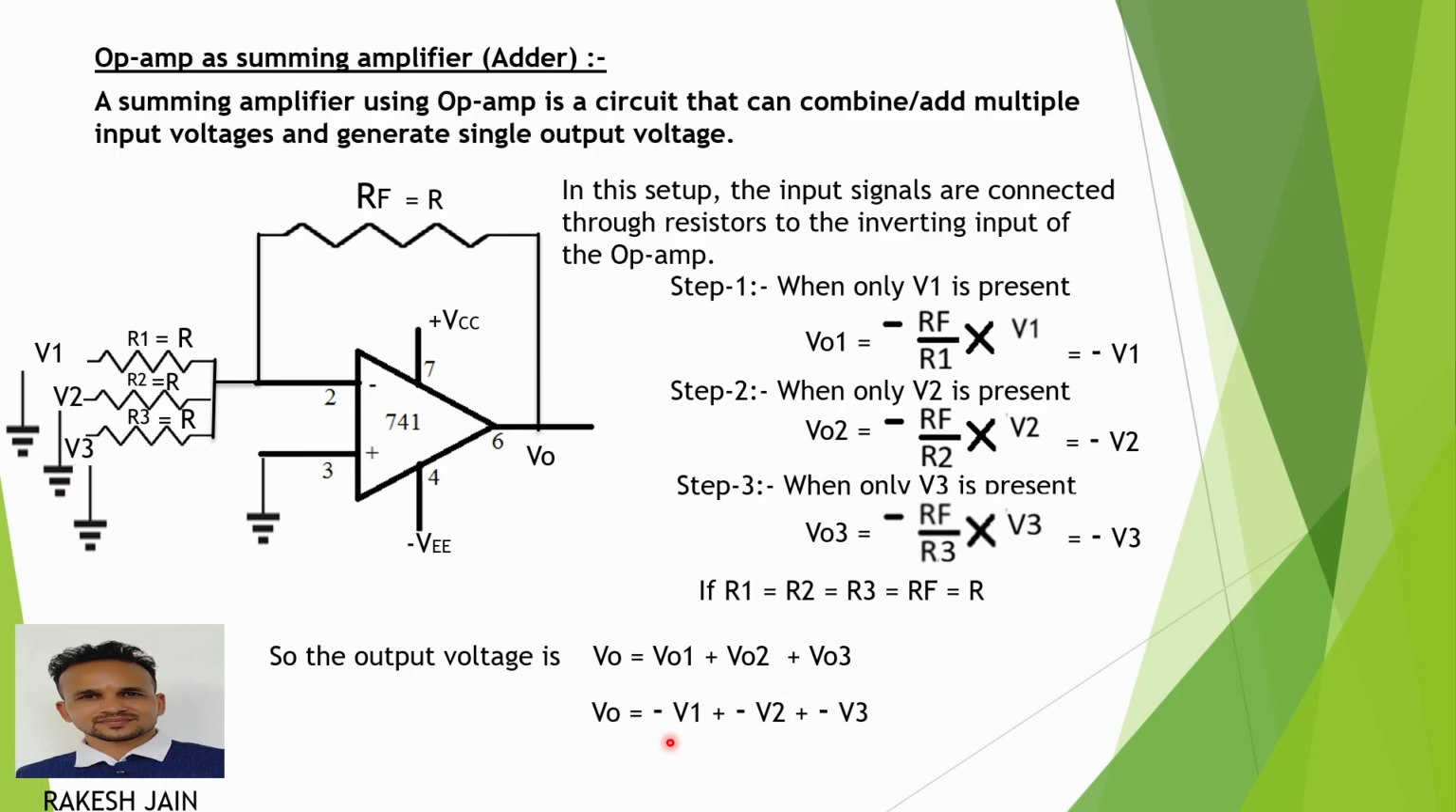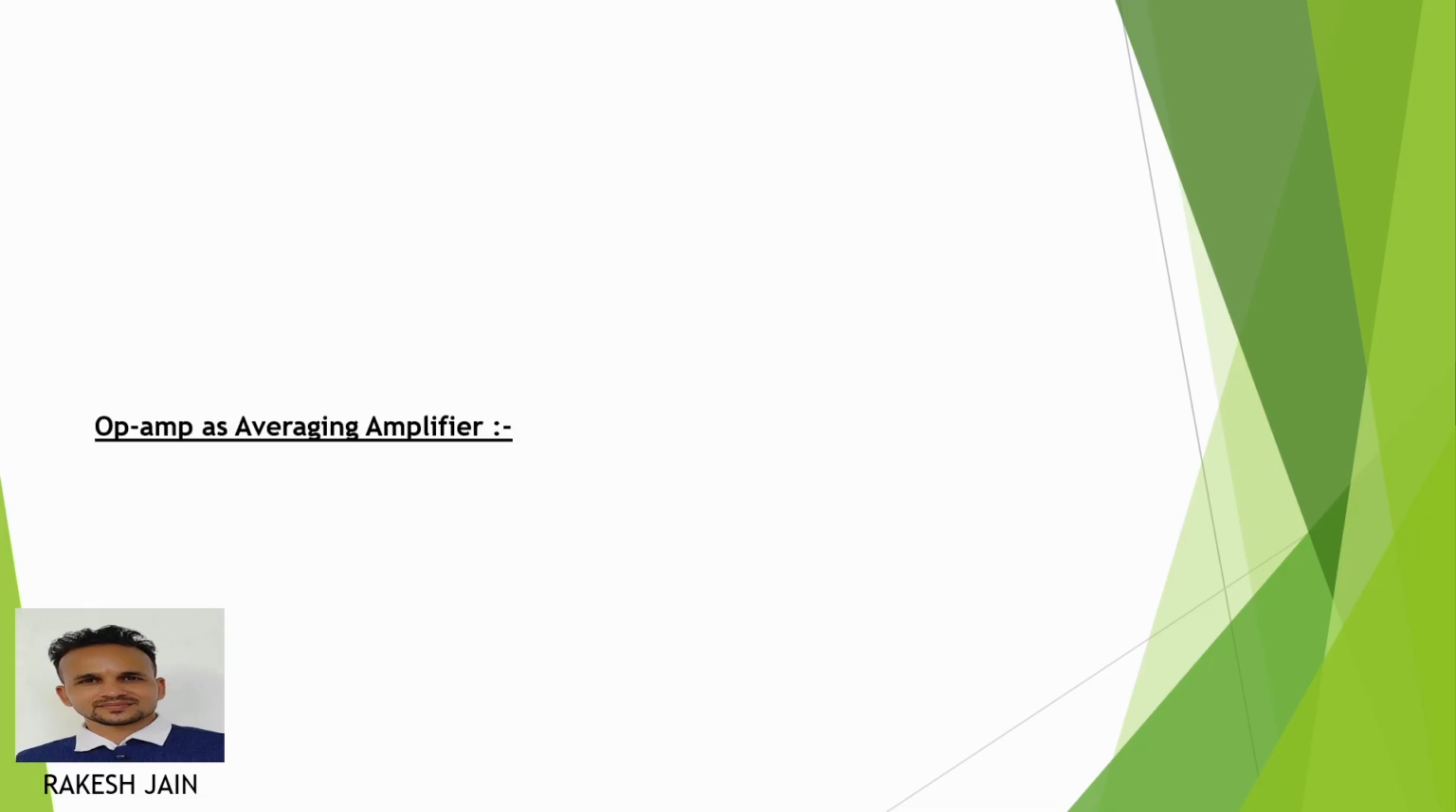So that is equal to minus V1 plus minus V2 plus minus V3. Minus is common in all these three terms. So the output voltage is equal to minus the sum of all the three voltages, and this negative sign shows that all the voltages are applied at the inverting input pin. This one is my final formula for the operational amplifier as a summing amplifier or adder.